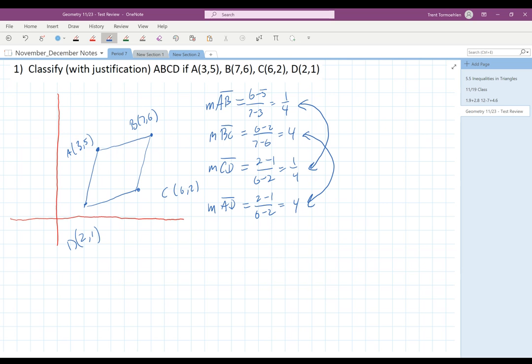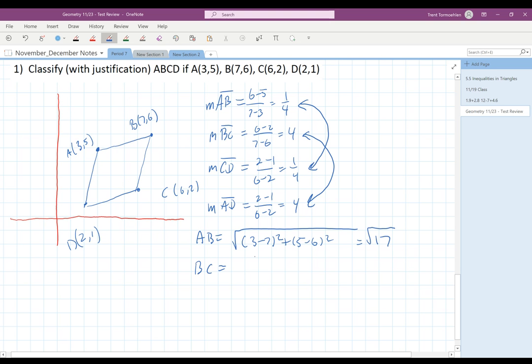The nice thing for this, you only need to consider two adjacent sides, because opposite sides in a parallelogram do turn out to be congruent. If there are two that are the same, that means all four would be the same. So we just calculate AB using the distance formula. It's going to be 3 minus 7 squared plus 5 minus 6 squared, which equals the square root of 17. And then we can do the adjacent side to that. So BC, for example, or we could have also done AD. It doesn't matter which one. And that's going to be 7 minus 6 squared plus 6 minus 2 squared, which also equals square root of 17. So that means adjacent sides are congruent.